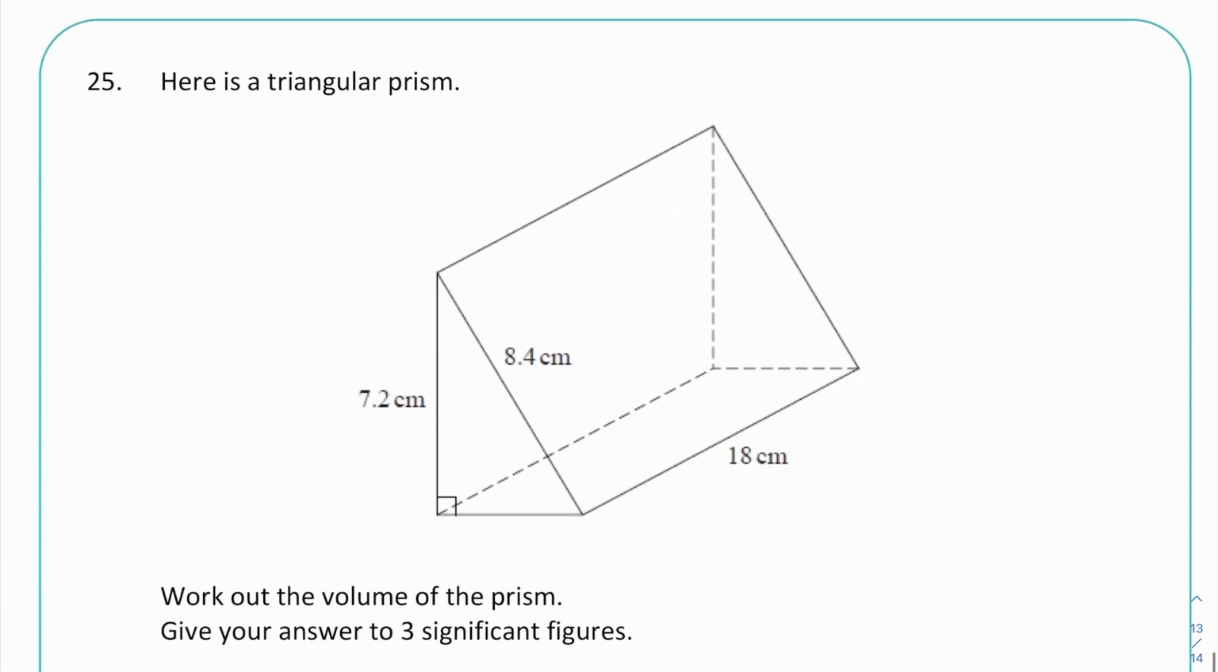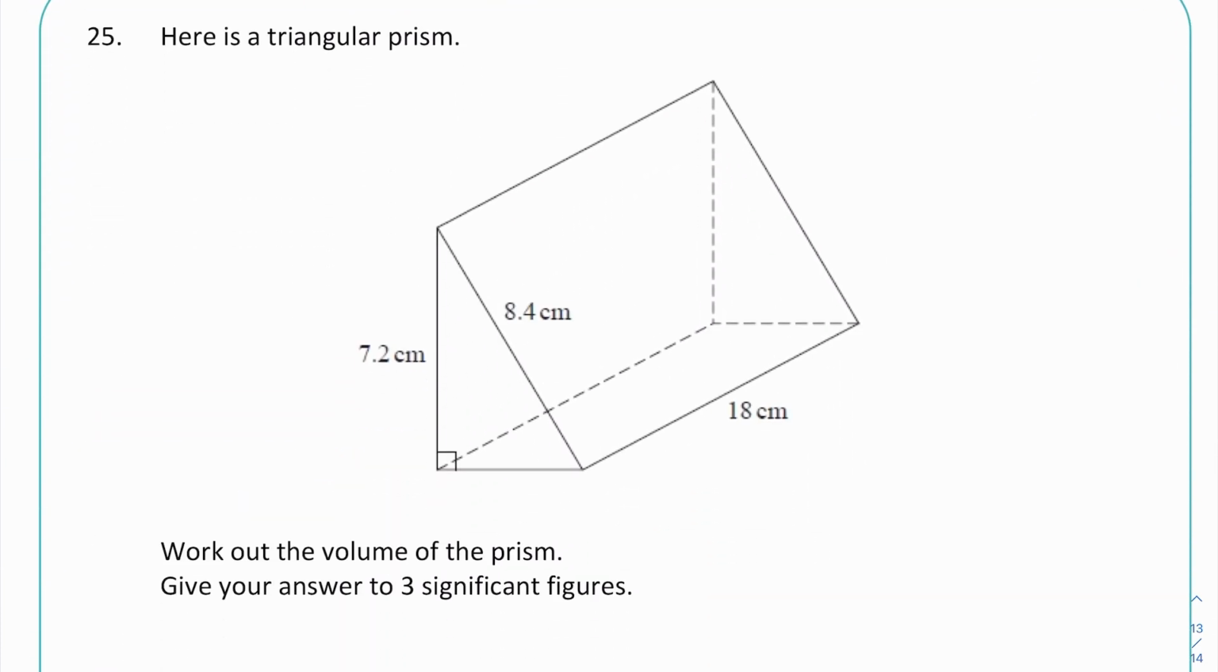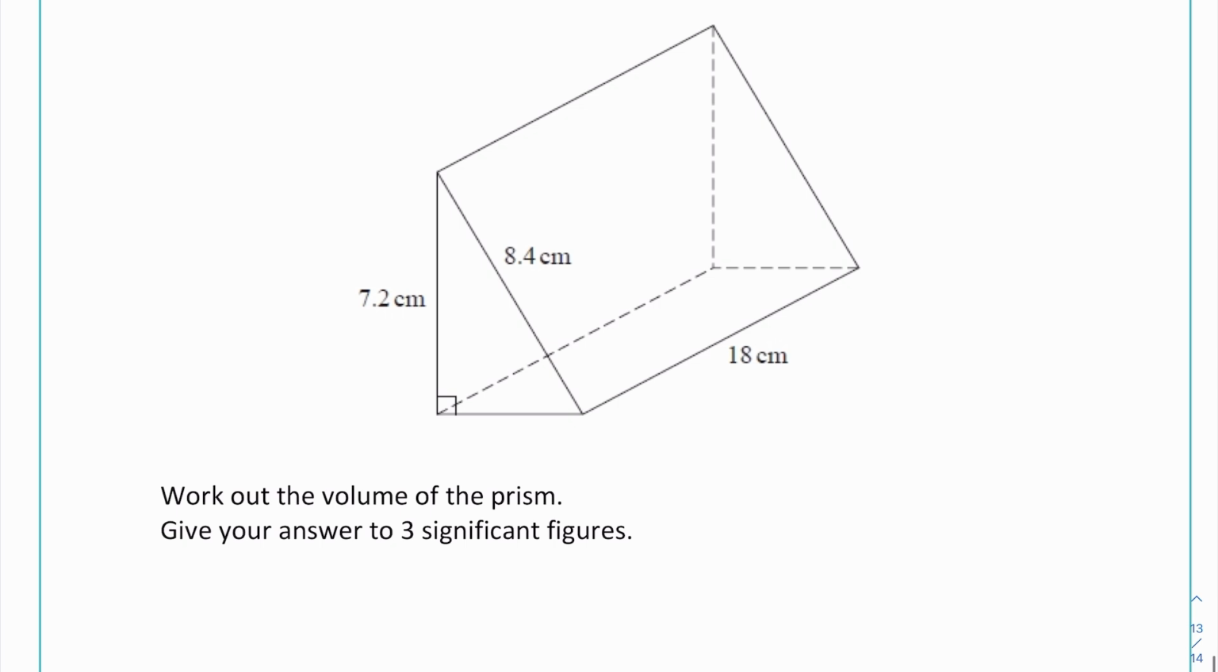On to question 25, we've got here a triangular prism. Work out the volume of the prism and give your answer to 3 significant figures. To get the volume of any prism, you have to work out the area of the cross-section, which in this case is a triangle, and then multiply that by the depth, which in this case is 18, or you might call that the length of the prism.